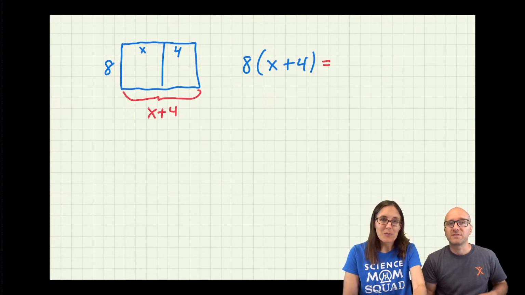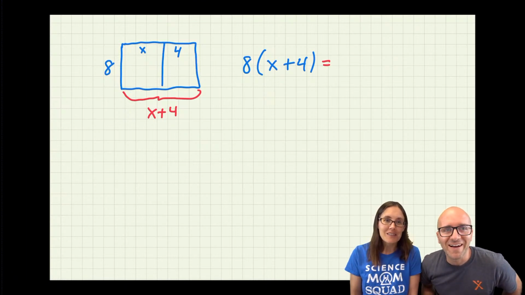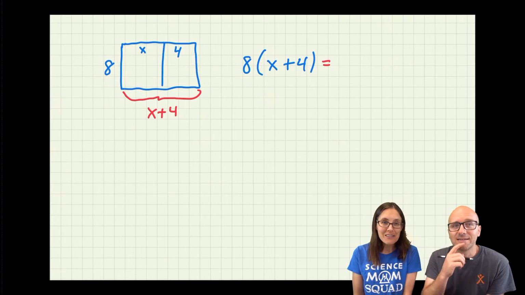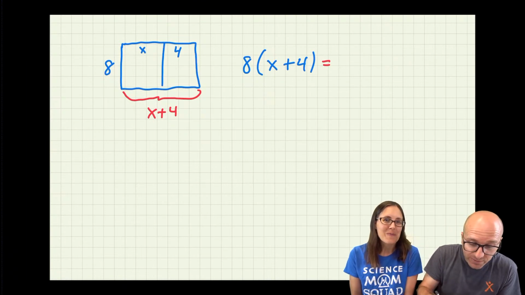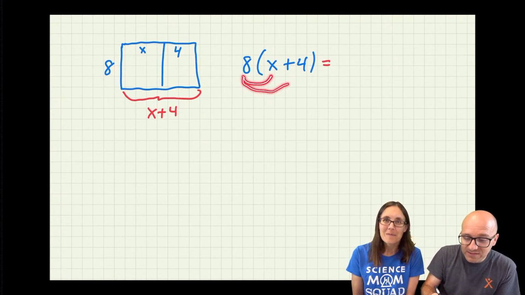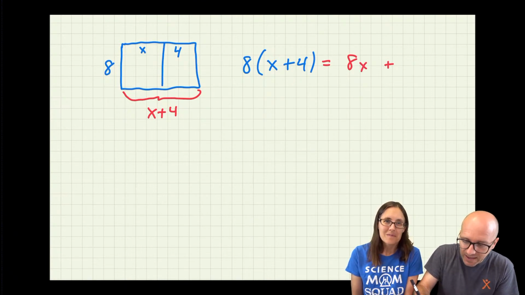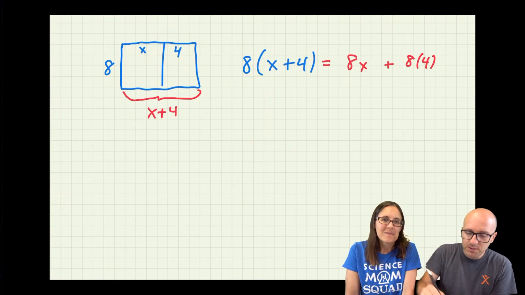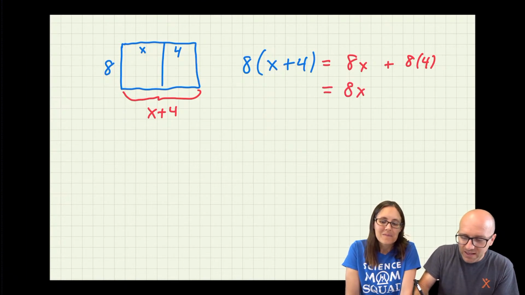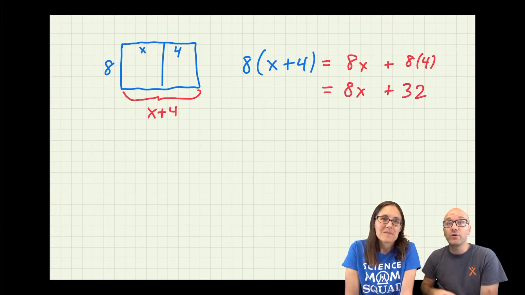Maybe I have stumped them. I don't think so. Look, Aaliyah and Rosalie have it. Good job. So the distributive law says that the 8 has to multiply by both of the things that are added. So that's all we're going to do here. We're going to do the 8 times the x plus, and then the 8 times the 4. And then that can simplify to be 8x plus 32.